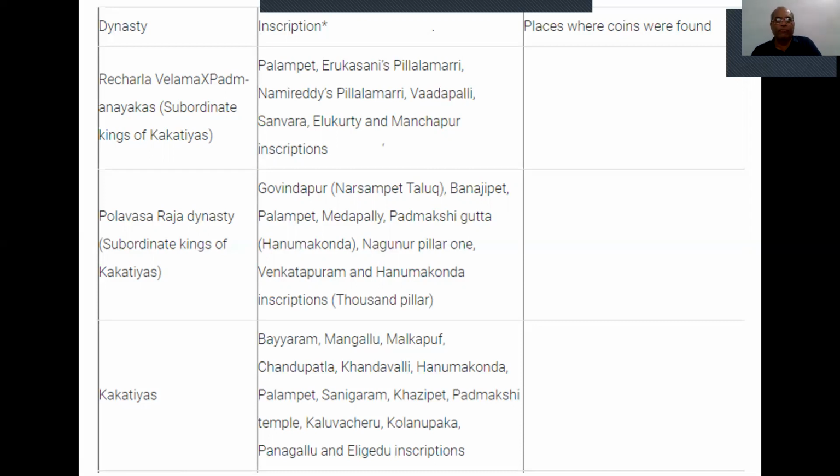And next, one important dynasty happens to be the dynasty of the Kakatiyas. And here you have the inscriptions. I have given you the list of areas where you find the inscriptions. You have the Bayaram, the Mangalu, the Malakapuf, the Chandaputla, Kandavalli, Hanamakonda, Palampet, Sangyaram, Kazipet, all these regions, you have inscriptions. So again, as I've been insisting, they speak of the political history, the social history and the cultural history.